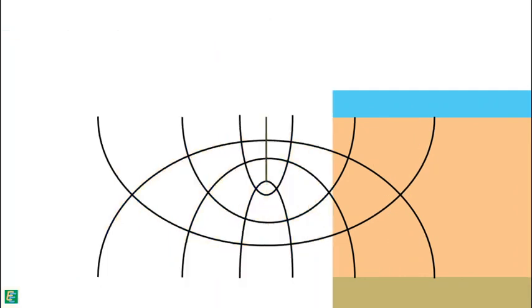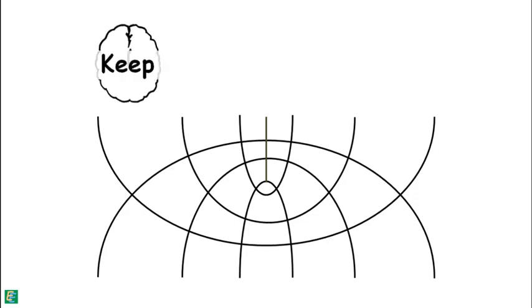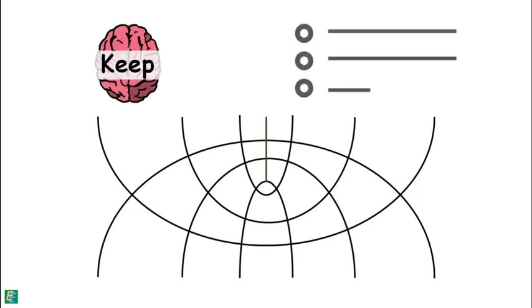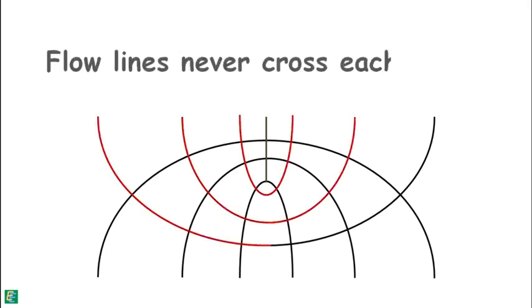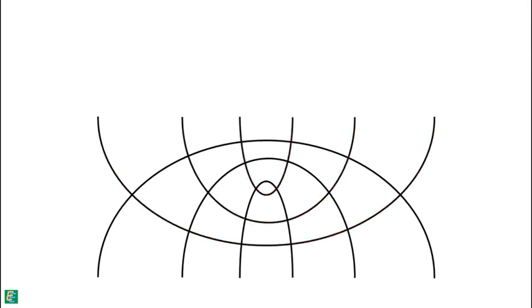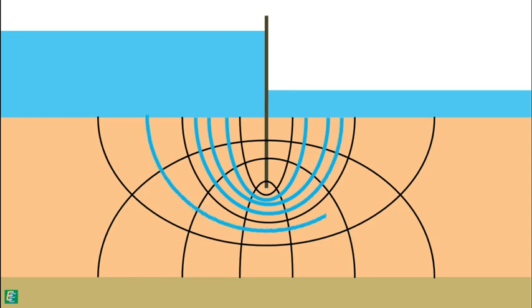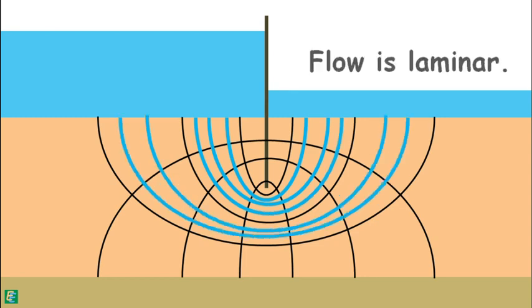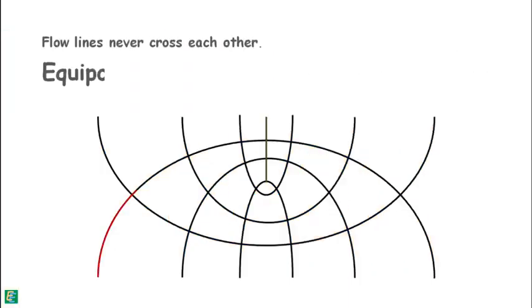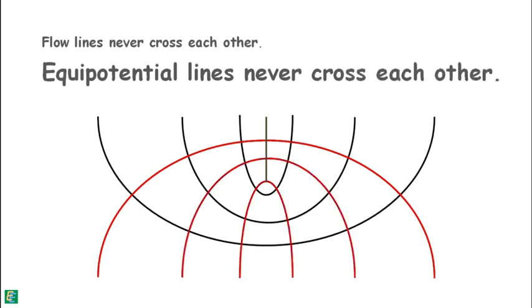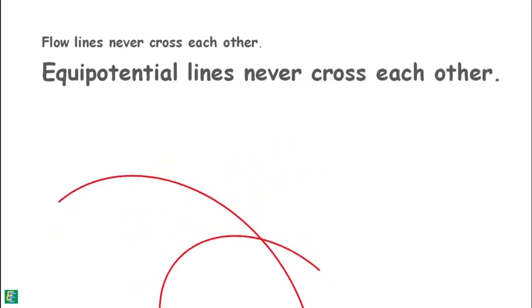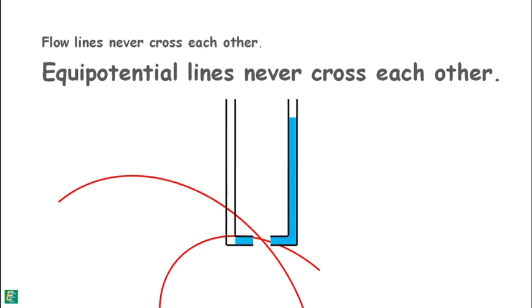To draw a meaningful graph, we need to keep in mind certain characteristics of the flow net. First, two flow lines can never cross each other because flow in soil voids is considered laminar. Similarly, no two equipotential lines can cross each other because if they cross at any point, then the total head at that point will have two values, which is not possible.